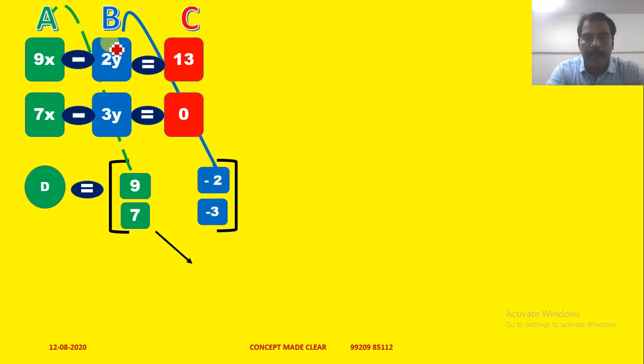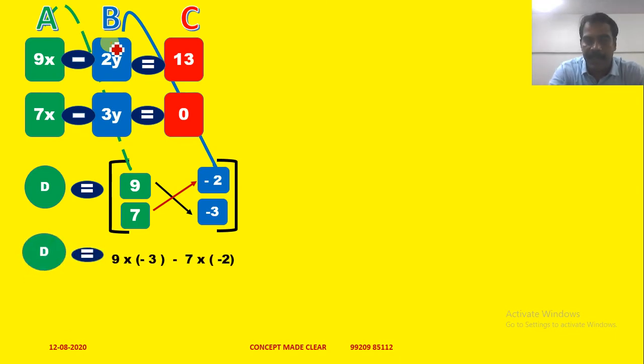Again apply the formula, product of primary diagonal minus product of secondary diagonal. So we'll get 9 multiplied by minus 3, minus 7 multiplied by minus 2. This will become minus 27, and multiplying minus 7 into minus 2 will give us plus 14. Solving, we'll get the value of d equals minus 13. So students, now we have already calculated the determinant of x, determinant of y, and the determinant of the constant term. Now we have to find the value of x and y.